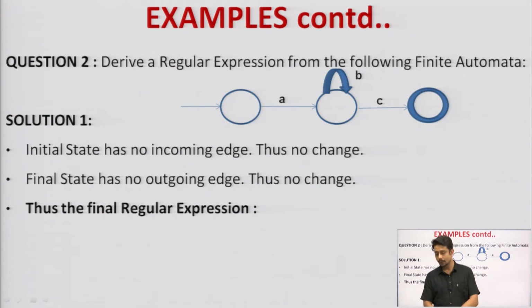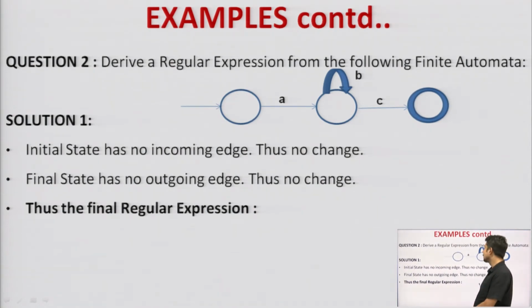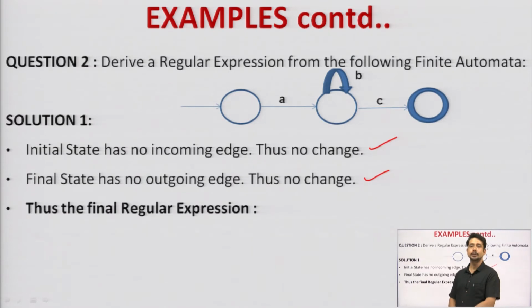In question number 2, the diagram is given to you. Now, let me check whether the initial state has any incoming edges. No incoming edges, therefore the diagram will remain as it is. Then next, does the final state have any outgoing edges? No outgoing edges are there in the final state. So, the diagram will remain as it is. Now, I have to follow rule number 3, that is, eliminate other states one by one. Suppose I name the states A, B and C.